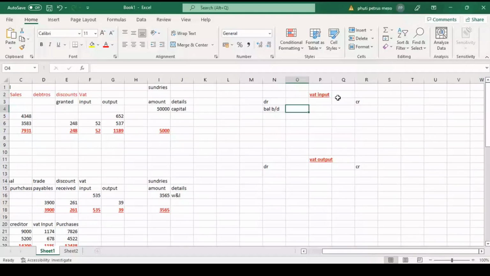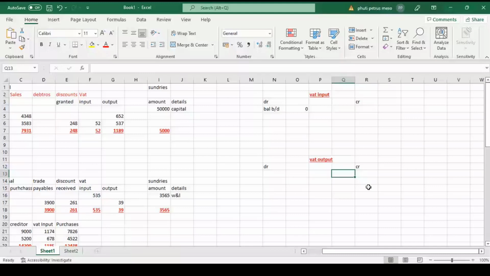Okay, so your balance brought down will be a 0. You're not given anything, and the VAT output represents your incomes actually. Then you just say balance brought down, and you're going to have a 0. Remember, we're not given anything concerning the trial line. Okay, then we're now going to look at all the input.